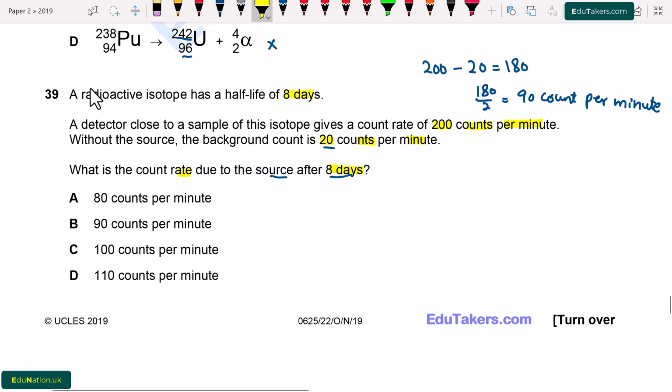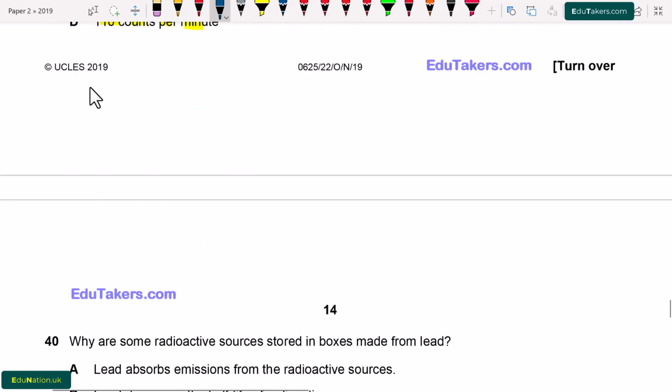Now we see the options. Option A, 80 counts per minute. B, 90 counts per minute. C, 100 counts per minute. D, 110 counts per minute. So from here, option B is correct, which shows 90 counts per minute.